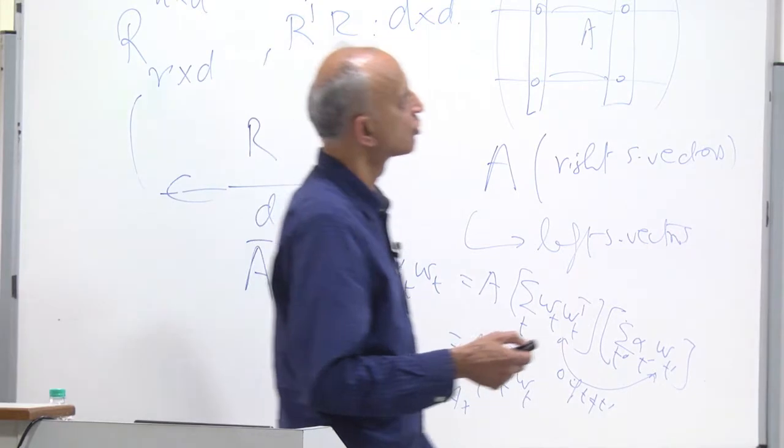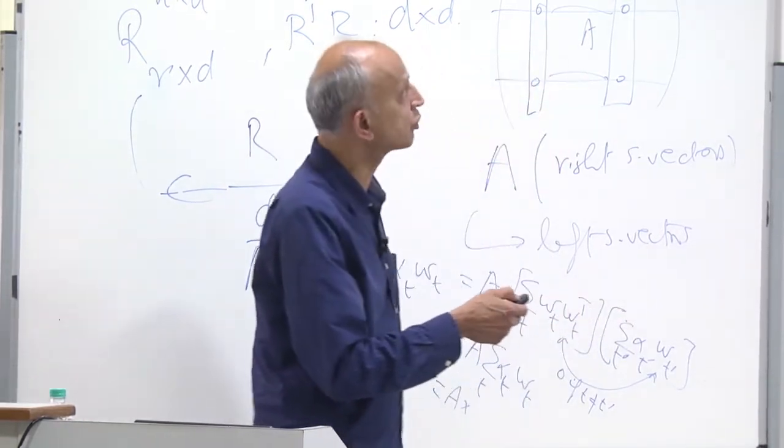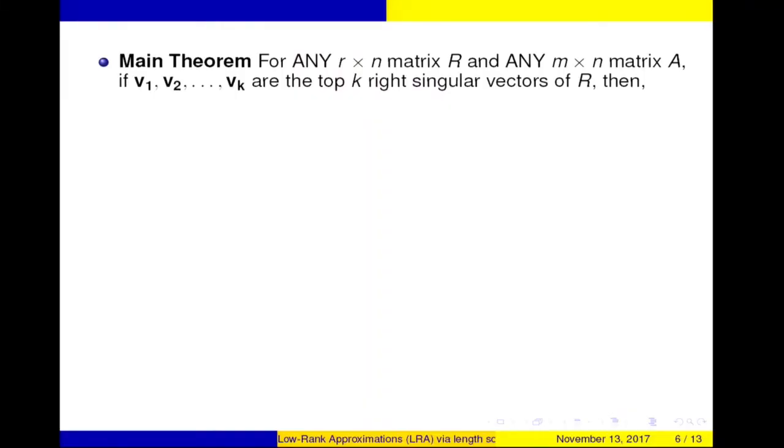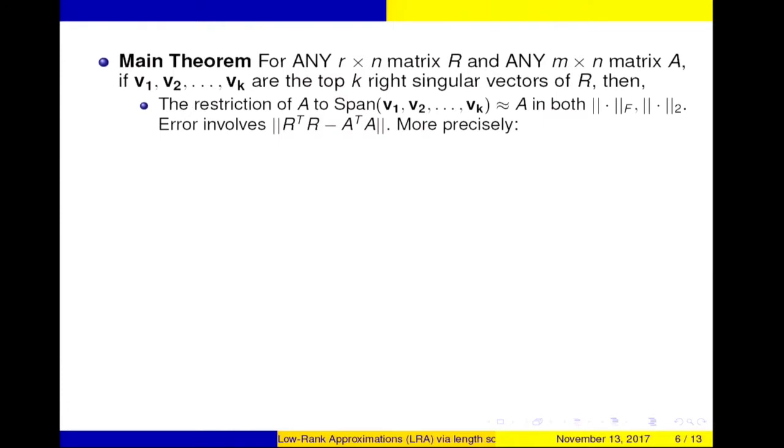So if v1 through vk are the top k right singular vectors of R, so I want to say if I found the right singular vectors of R, that gives me a good approximation to A. Then the conclusion is that the restriction of A to the span of this is approximately A in both Frobenius and spectral norm. And of course, that won't be true for all R. R can be arbitrary, but the error involves how different R is from A in this sense. And here's a precise statement.